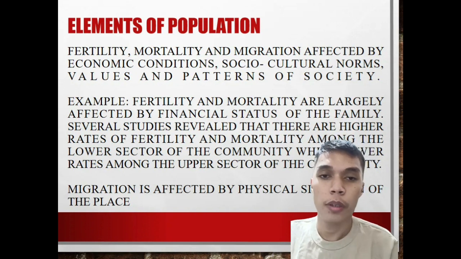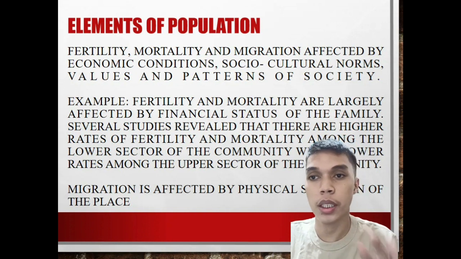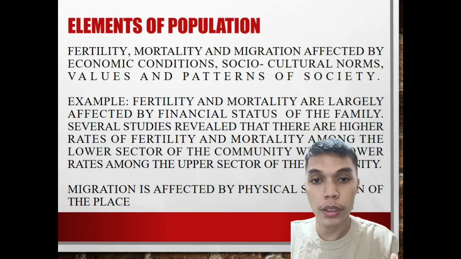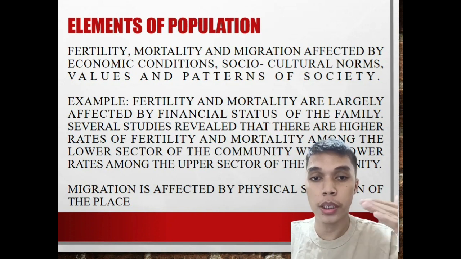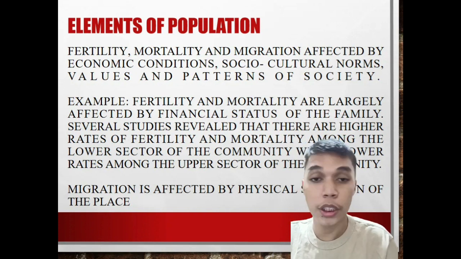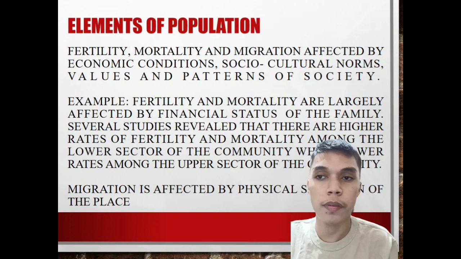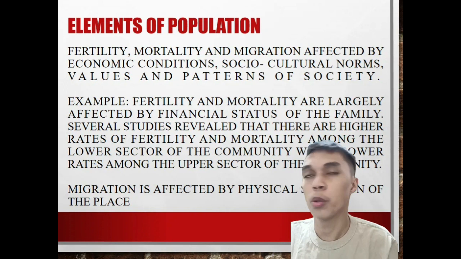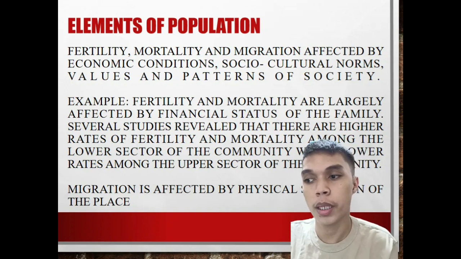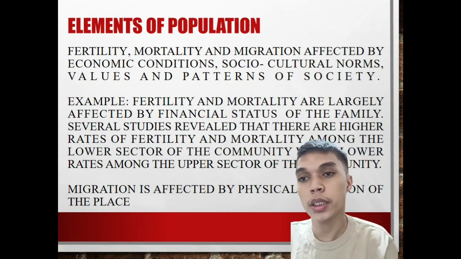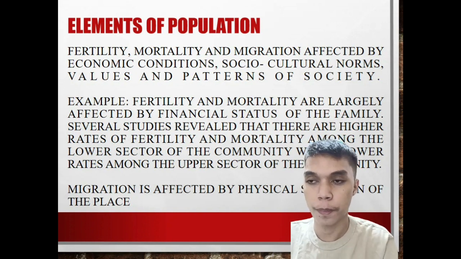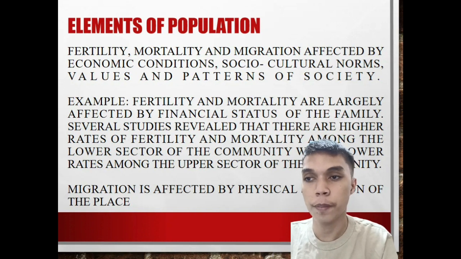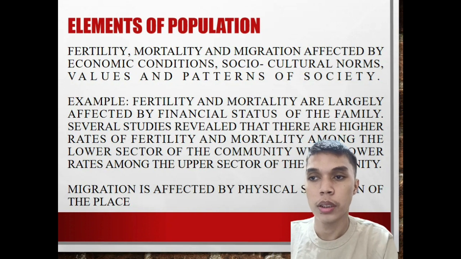In real life situations, as you can see, the squatter areas or the slums are considered the lower sector. The fertility rate and mortality rate are very much higher compared to those in the upper sector. In the upper sector, the rich people rarely have 3 to 4 or 5 to 6 children in their household. Mostly they have 1, 2, or a maximum of 3. And migration is affected by the physical situation of the place. It is pretty self-explanatory that migration is affected by the physical situation of the place.